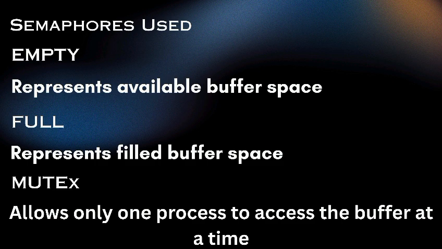Now, this program uses three semaphores. The first semaphore is empty, which represents the available space in the shared buffer. The second semaphore is full, which represents the number of filled positions in the buffer. And the third semaphore is mutex, which provides mutual exclusion by allowing only one process to access the shared buffer at a time. Together, these semaphores ensure proper synchronization between the producer and the consumer.